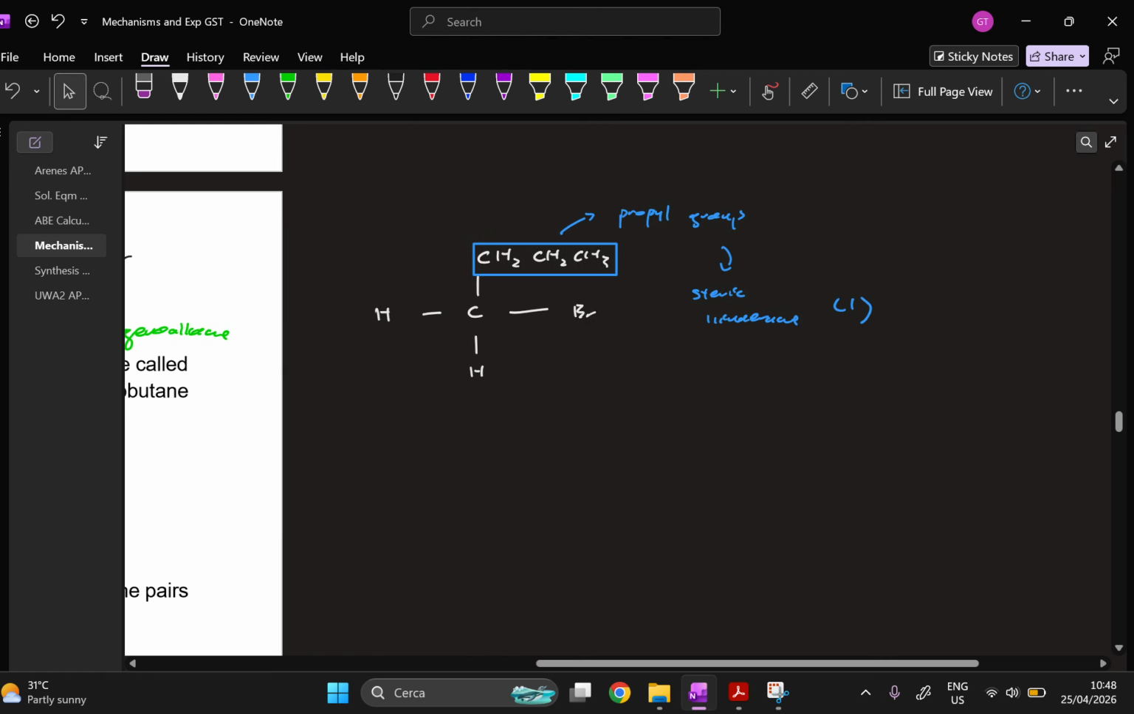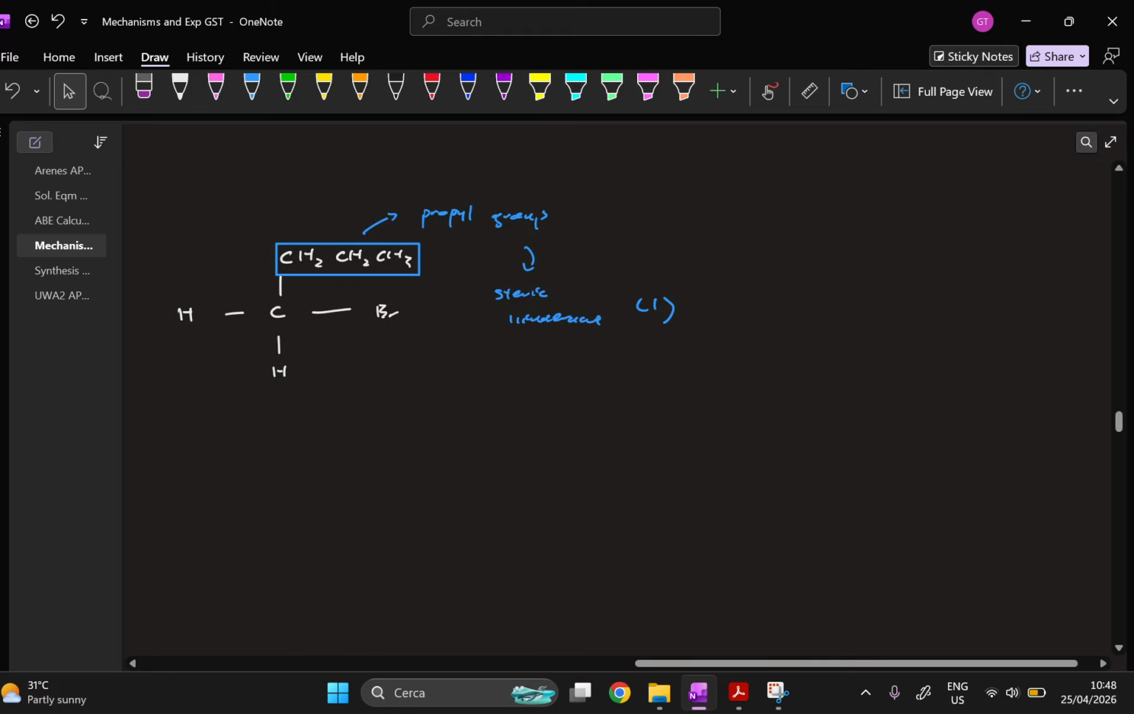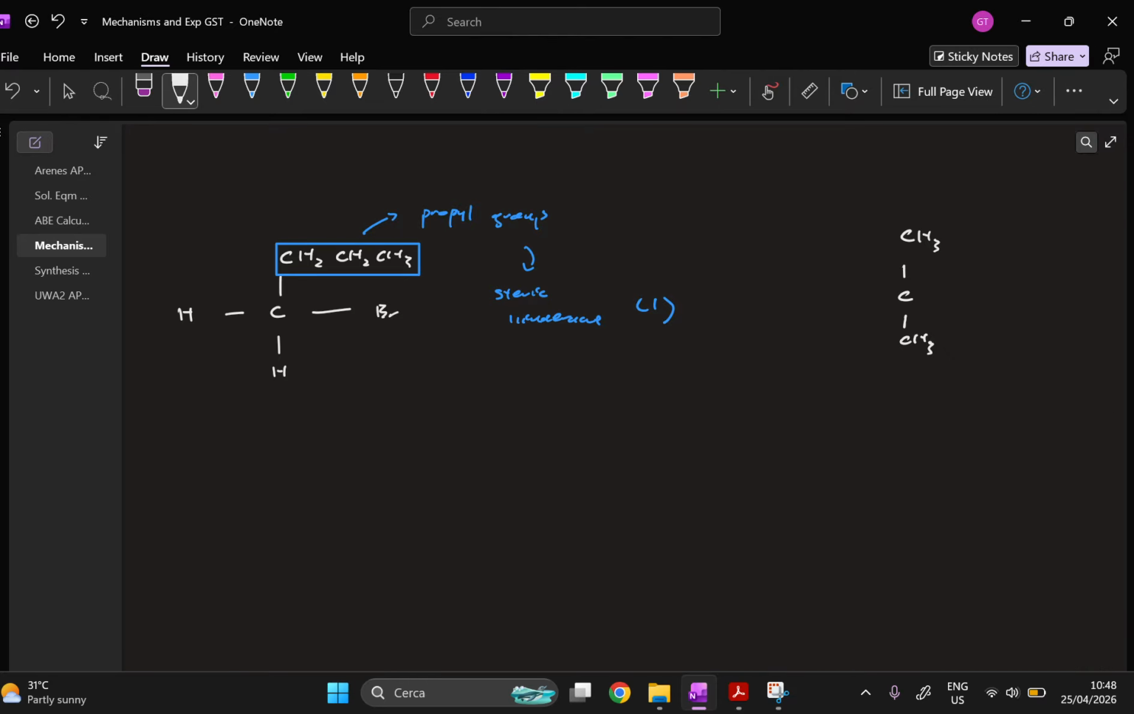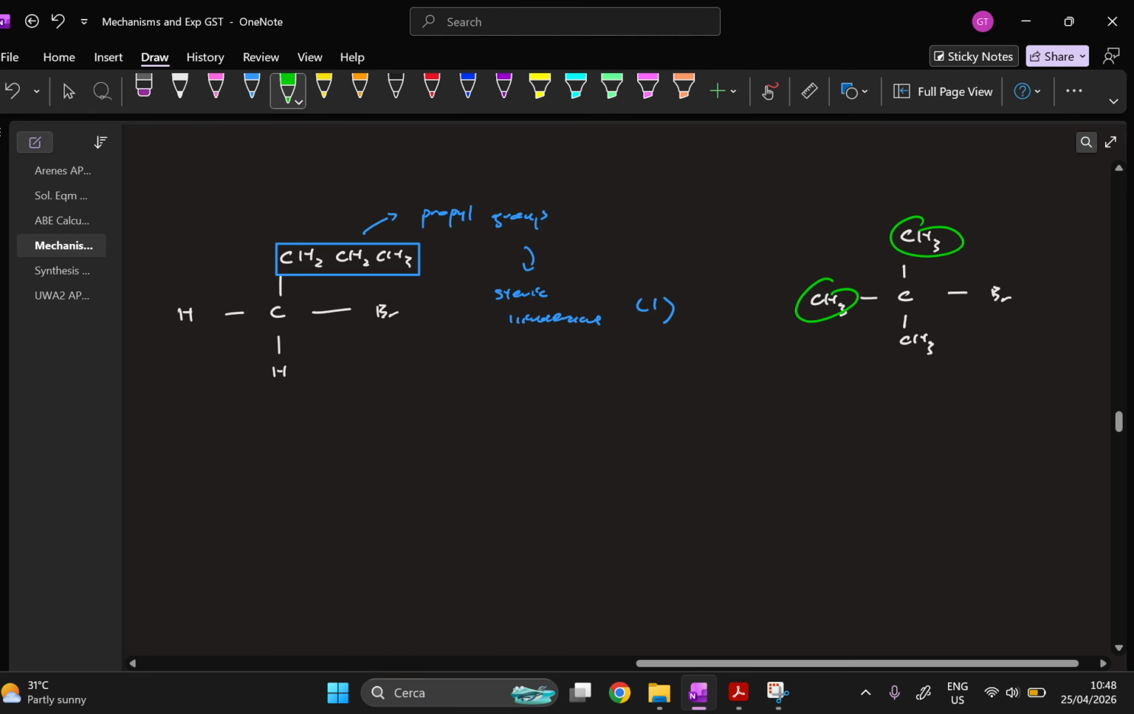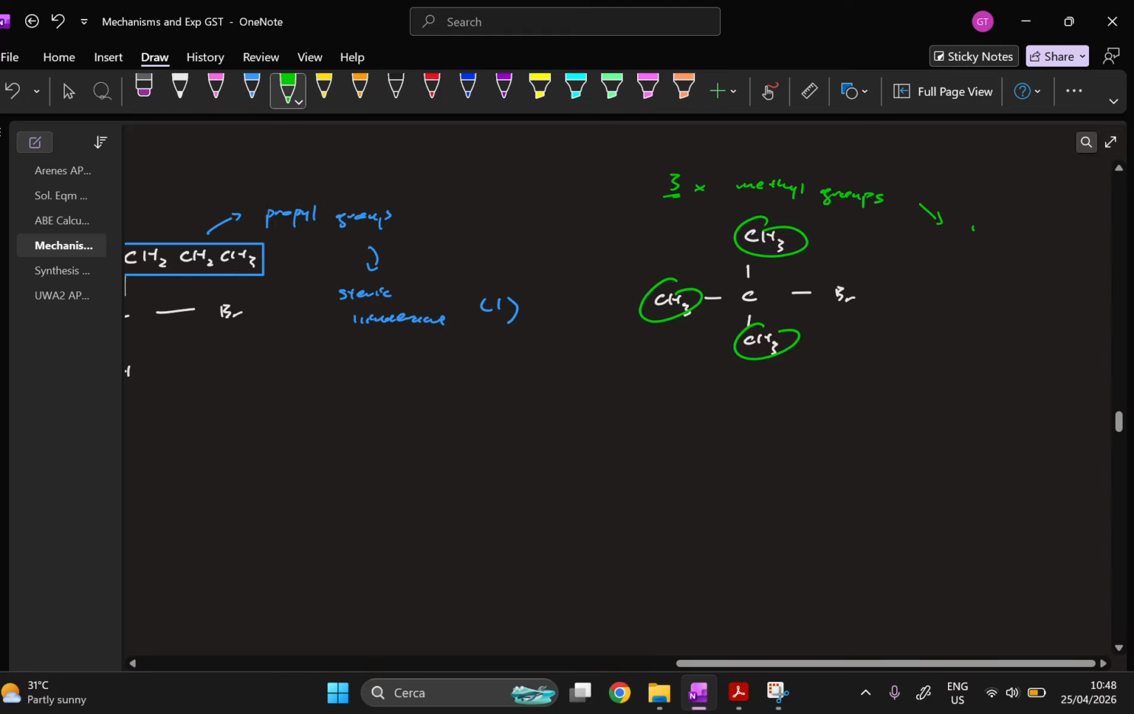On the other hand, let's draw our tertiary halogenoalkane. So that's going to be, let's draw our chain first, right? 3 carbon chain. And then at this carbon 2, I have 1 methyl, I have 1 bromo. This one, I have 3 methyl groups. So therefore, am I going to have more steric hindrance here or less? Obviously, I'm going to have more steric hindrance.